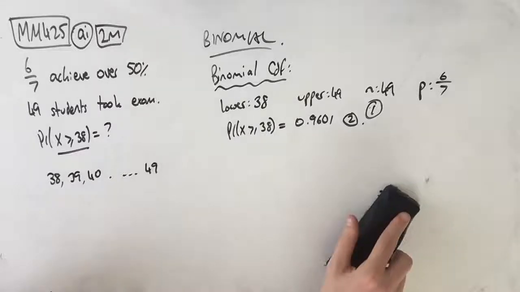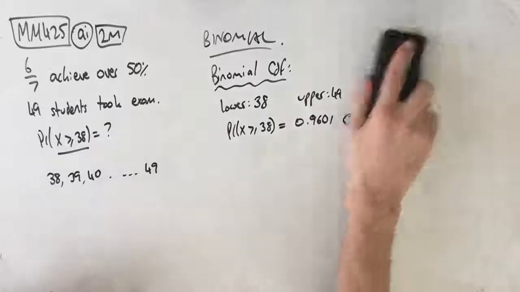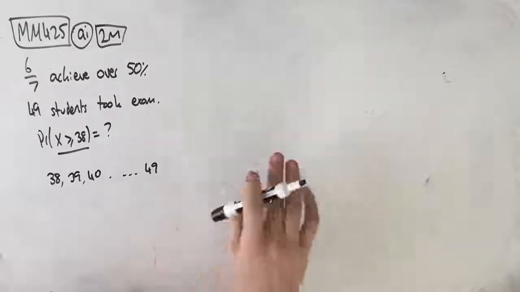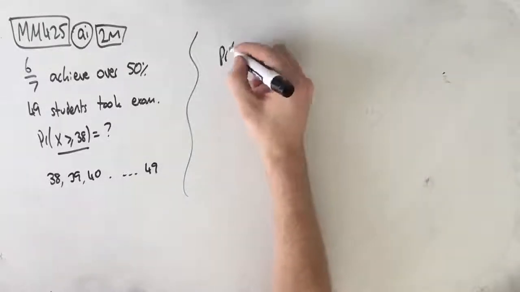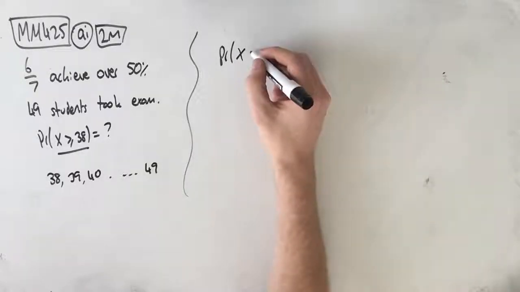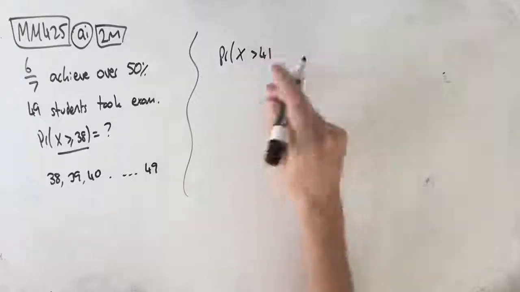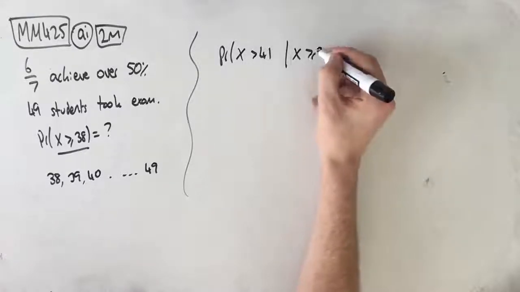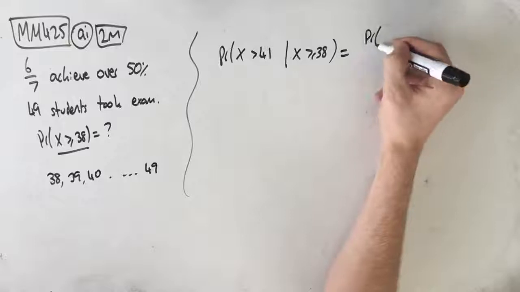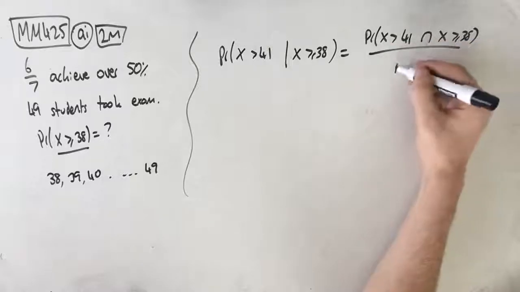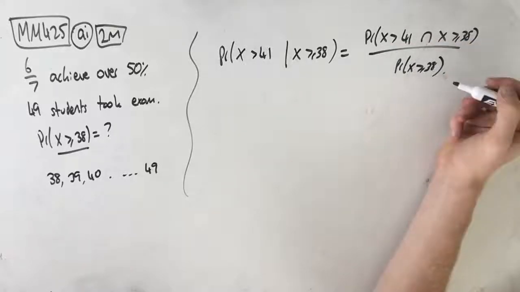Part AII says find the probability, correct to 4 decimal places, that more than 41 of the students achieved a mark of 50% or higher on the Maths Methods exam, given that at least 38 of them achieved a mark of 50% or higher. Awesome. So what we're really saying is we're looking for the probability that our X value, which is the amount of students who got above 50%, is greater than 41 or more than 41, given that X is at least 38. Awesome. So the probability that X is greater than 41 intersect at least 38 over the probability that X is at least 38.